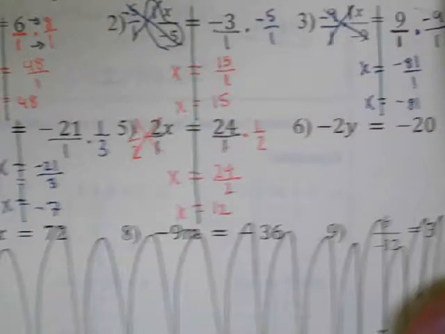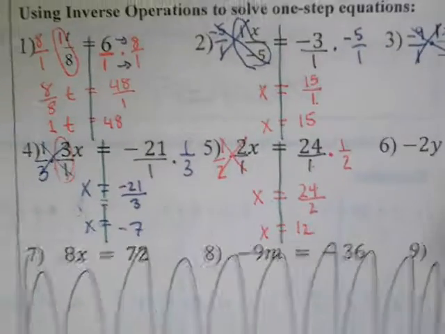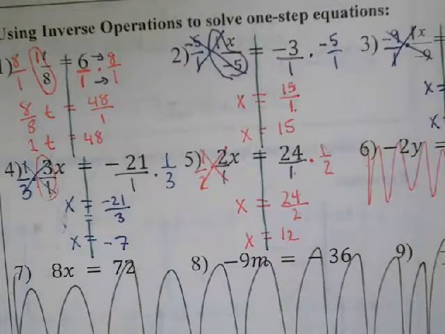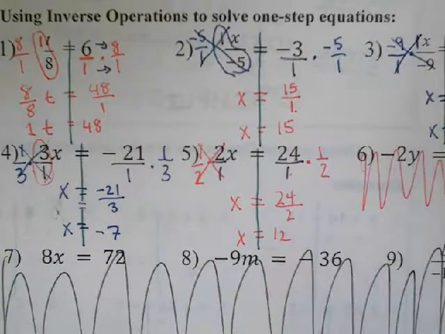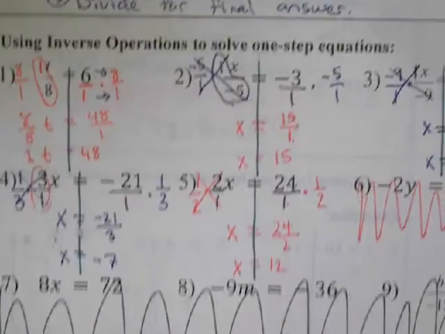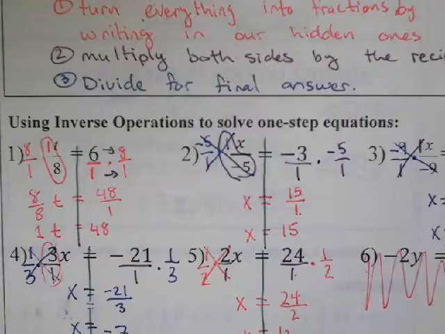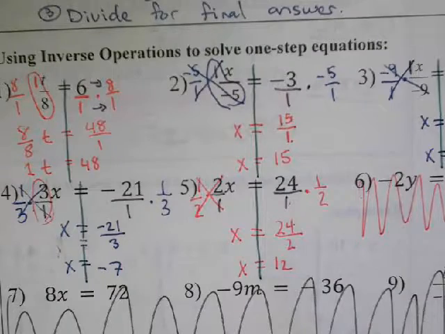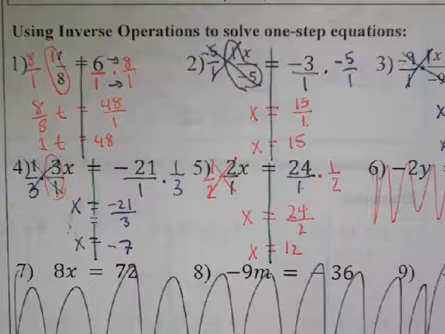So I think we have enough examples to get through this, so we'll skip number 6 as well. Don't even worry about that one. We have 1 through 5. We have some solid examples to follow along with, and we have our steps from up above. So we write in our hidden ones, multiply both sides by the reciprocals so that we have our variable by itself, and then we'll divide to get our final answer.